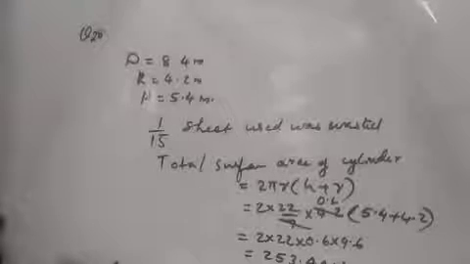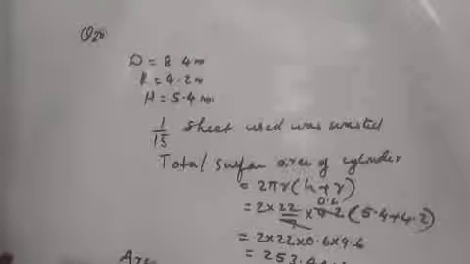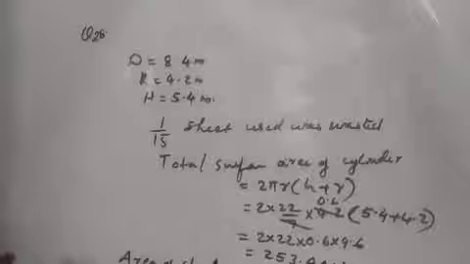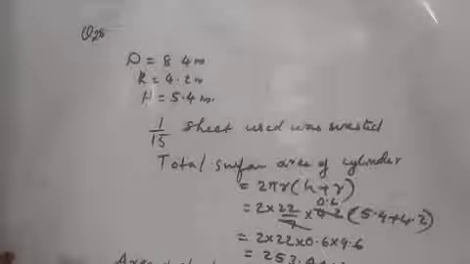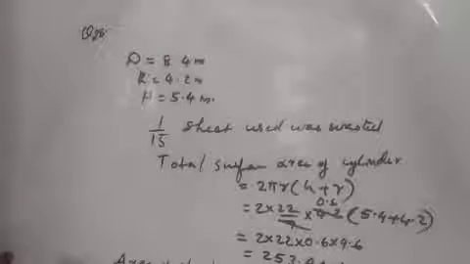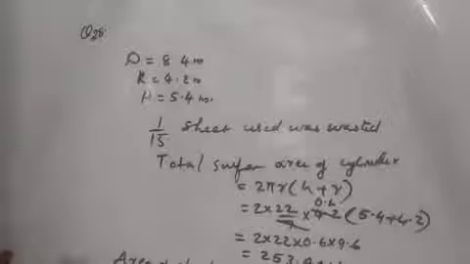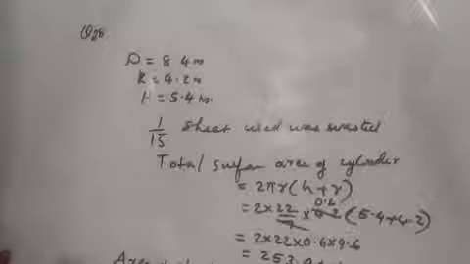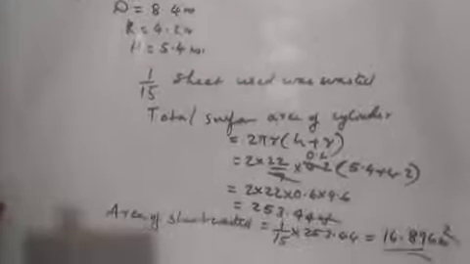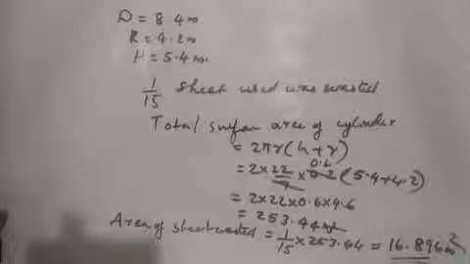Now the area of the sheet wasted. It is given in the question that 1 by 15th of the used area, that is 253.44, is wasted in making the tank. So calculate it. Divide 253.44 by 15, that is 16.896. You calculate all these values in the working column. Okay, operations you have to do in the working column.